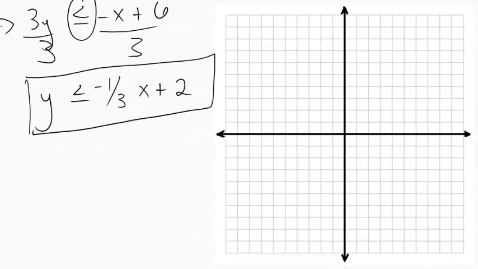Always start with our y-intercept. Our y-intercept is 2, so go up 2 from the origin. So 1, 2. And now our slope is negative 1 over 3, so we're going to want to go down 1 over 3. Down 1 over 3. Down 1 over 3. Opposite for the other side. And since we have a solid line, just do a solid line. There's our line, and now the shade is under, so let's go ahead and shade underneath our line.